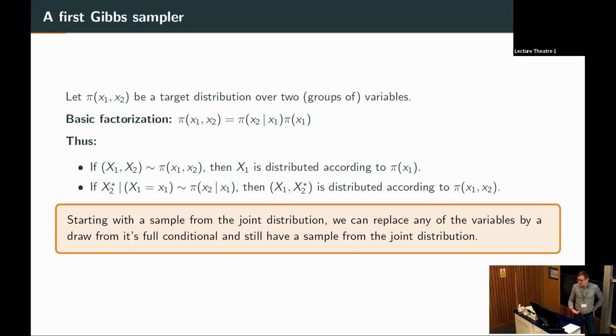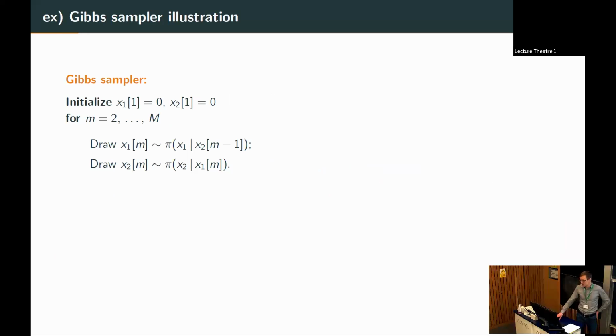That also means that if we start with a sample from the joint, then we can replace any coordinate in this sample by generating a new value from its corresponding conditional distribution. And this will still give us a sample from the joint. So this is a way of constructing a Markov kernel, which has this desired property of leaving pi invariant, or having pi as stationary distribution. This is referred to as the Gibbs sampler. So the Gibbs sampler for this two-dimensional problem would just look like this.